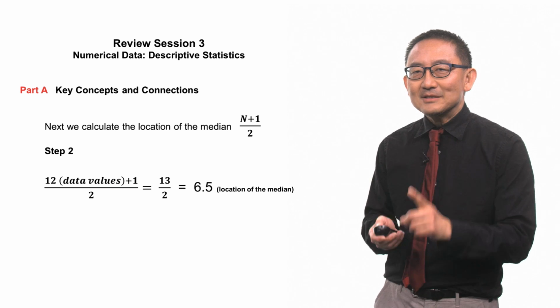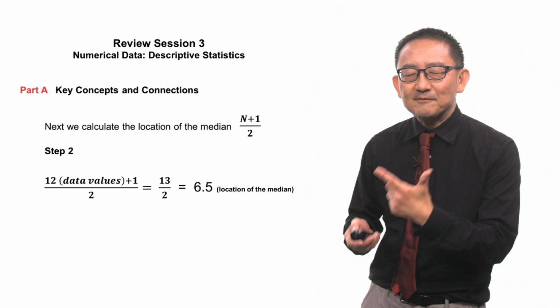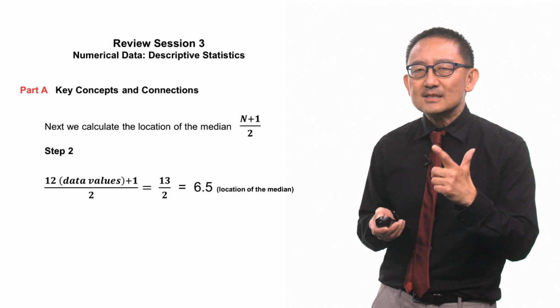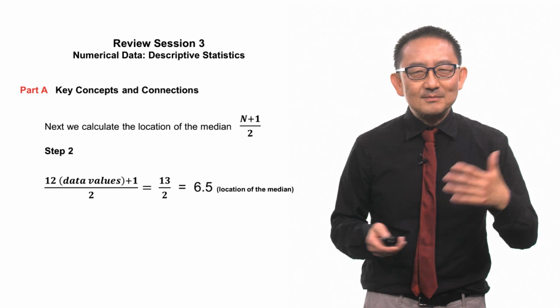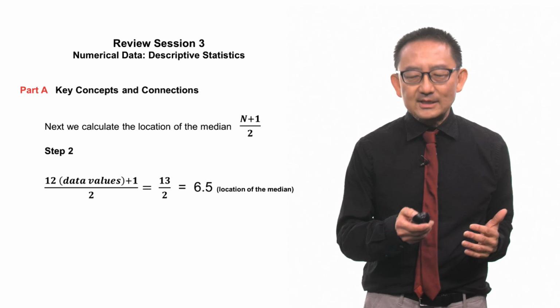Now, don't make the mistake of calling 6.5 the actual median. 6.5 is not the median. 6.5 is the location of the median. That's an easy error to make on a homework or a test, so I'm just making a big point of it right now.